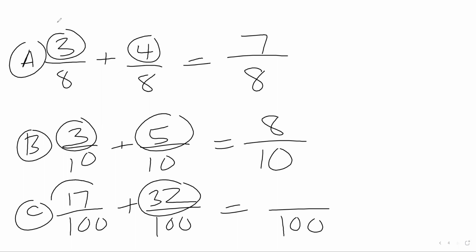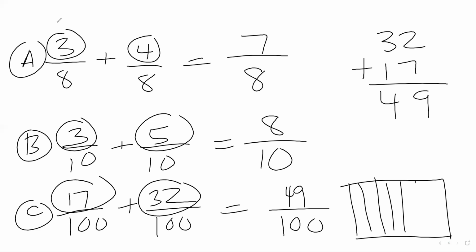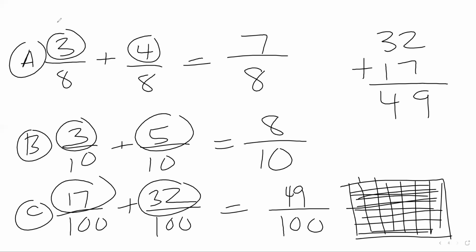Okay, denominator stays the same. Add my numerators. Okay, well, this I gotta do on paper over here. And we're gonna get 49. So 4900ths. And that's true. I mean, that would literally mean I would take a model and cut it into 100 pieces, and then I would shade in 49 of them, which is about half. That's an estimate, but yeah, that's what we would get.